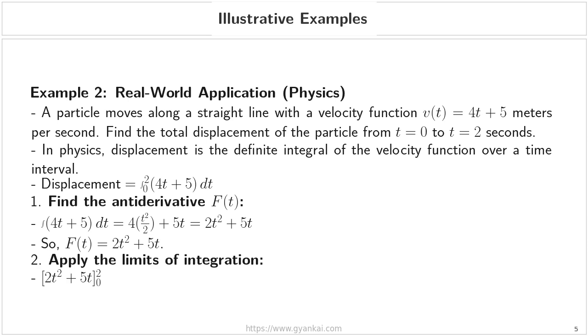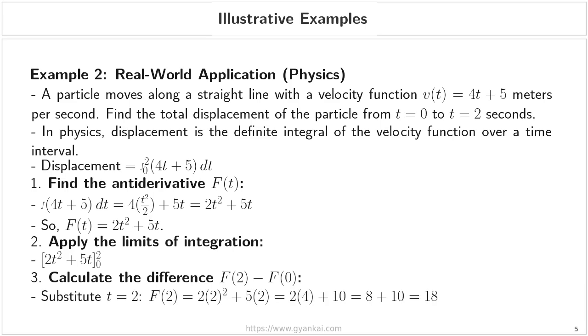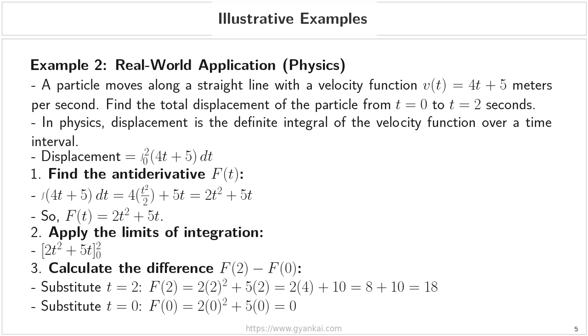Step 2 is to evaluate the difference between the antiderivative at the upper and lower limits of integration. We write this as f of t evaluated from 0 to 2, which looks like this: 2t squared plus 5t, with the limits 0 to 2. Finally, we calculate f of 2 minus f of 0. Let's start with f of 2. Substituting t equals 2 into our antiderivative, we get 2 times 2 squared plus 5 times 2, which equals 2 times 4 plus 10, which simplifies to 8 plus 10, giving us 18. Next, we calculate f of 0.